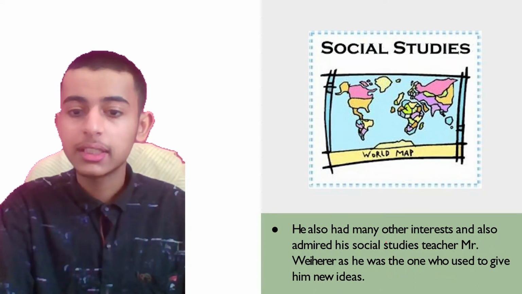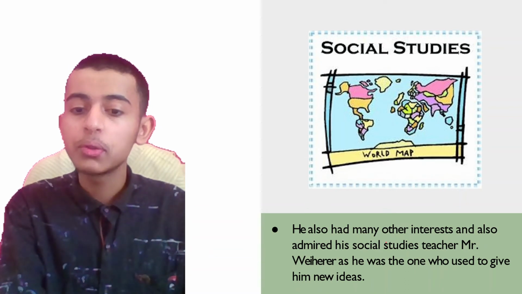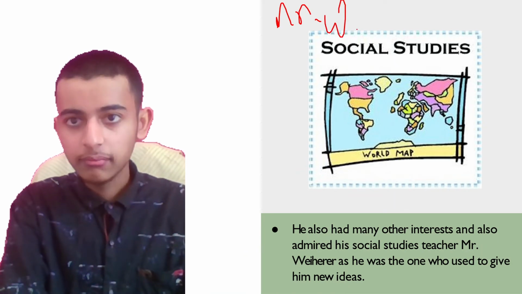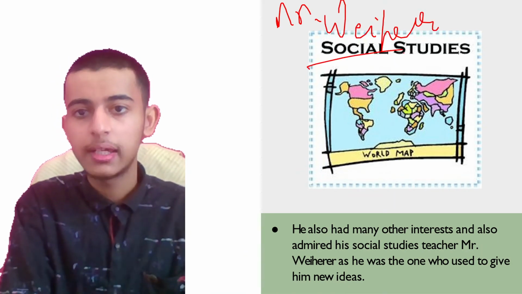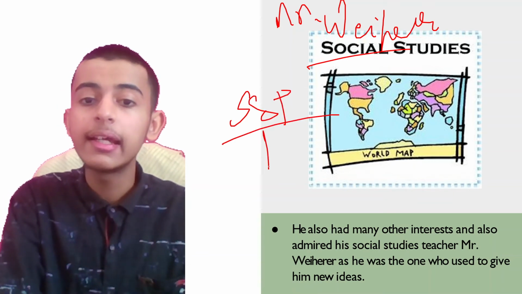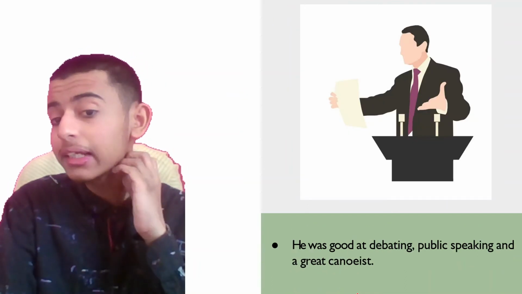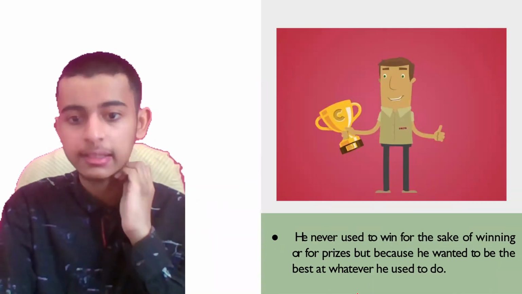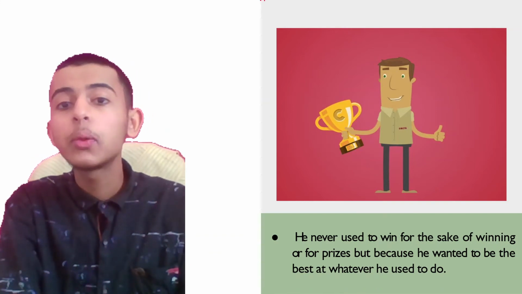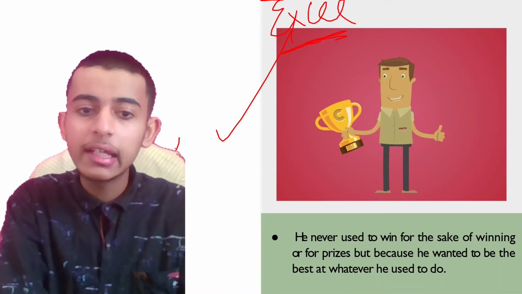Now, social studies. He also had many other interests and admired his social studies teacher, Mr. Weir, who used to give him new ideas. So Mr. Weir is important. What was the main thing that he did? Giving him new ideas. He was good at debating, speaking, and a great canoeist. He never used to win for the sake of winning or for prizes, but because he wanted to be the best. He wanted to excel in whatever he did. And even you have to excel in one of the fields.